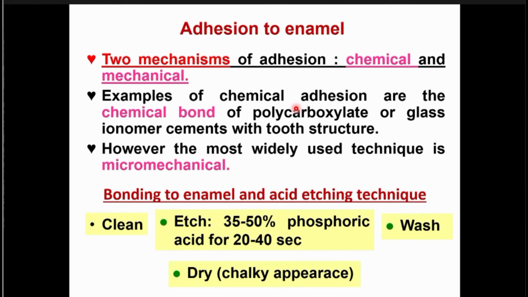Then we wash it and we dry the enamel with the help of air, and we get a white chalky appearance. This chalky appearance means the etching is good and the surface is ready for bonding.